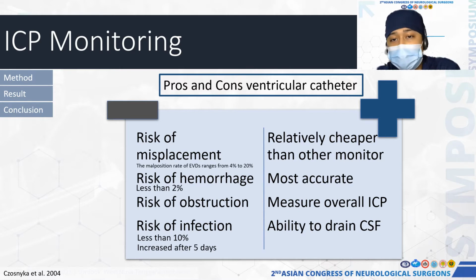On the positive side, it is relatively cheaper than other kinds of monitors, and it is considered one of the most accurate among all the types of monitors, and it can measure overall ICP instead of just regional or local ICP. The biggest advantage so far of using the intraventricular ICP monitor is the ability to drain the CSF as a measure to decrease the ICP.